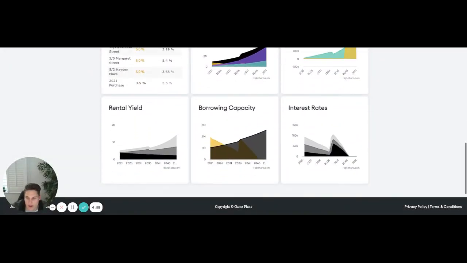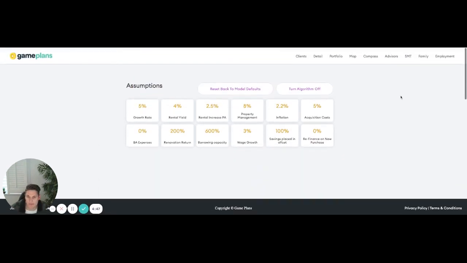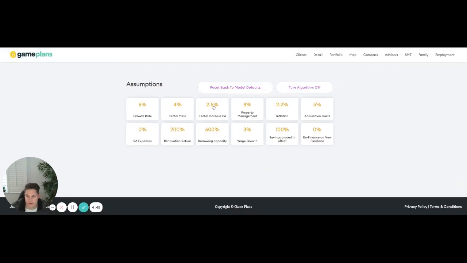So I want to walk you through the rental yield chart. Now, this has got three really critical lines in it. There's really one priority assumption that's going to impact things directly, and that would be the rental increase per annum. So probably secondly, the rental yield on entry.